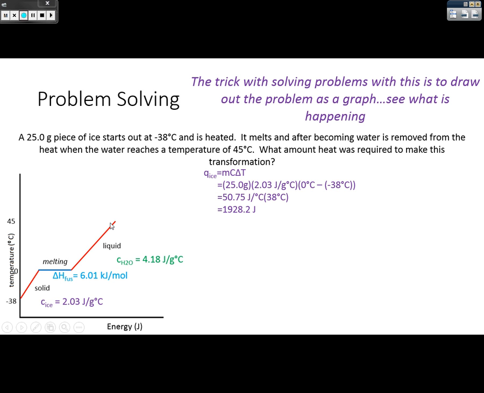I'm going to stick with the same equation, Q equals mc delta T, again, this time for the water. So I'm going to look at this section of the graph. My mass is still 25 grams. My specific heat is now 4.18 joules per gram degree Celsius. And now my change in temperature, T final is 45 degrees, and T initial is 0. 45 minus 0 degrees Celsius. Do a little math, you get 104.5 joules per degree Celsius times 45 degrees Celsius, leaving us with 4,702.5 joules. And again, that's the energy put into doing this stage of the graph.